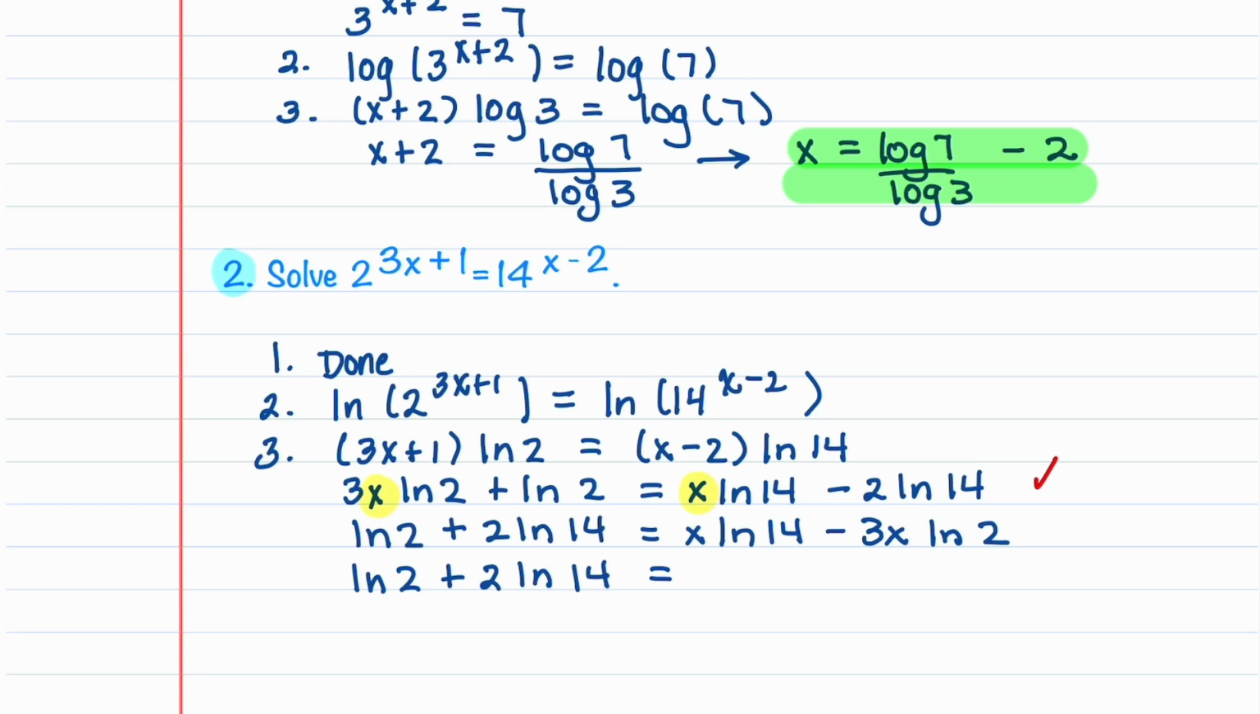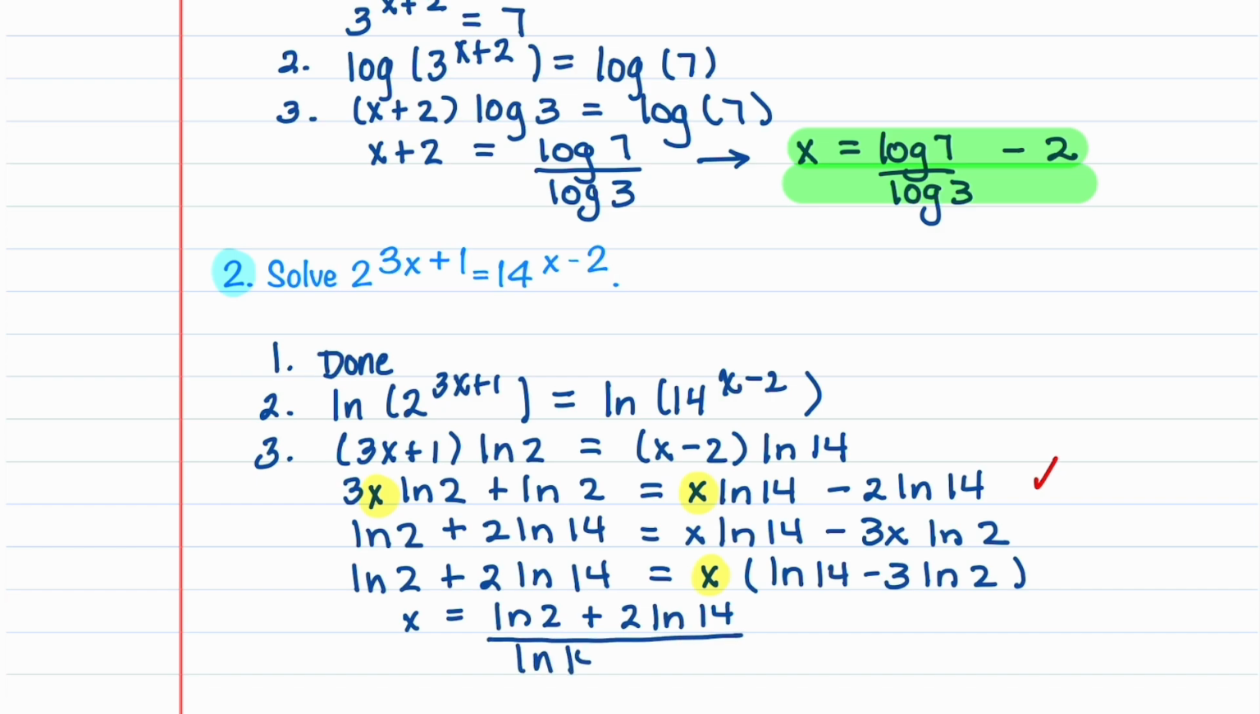And then on the right, we can pull out an x. And then what we have left is ln 14 minus 3 ln 2. Now we just have one more step. Let's highlight our x again. To solve for x, we're going to have to divide by ln 14 minus 3 ln 2. And when we do that, we get x is equal to ln 2. I'm just switching sides here so that our x is on the left. And then we're going to divide by ln 14 minus 3 ln 2. And that's our final answer.